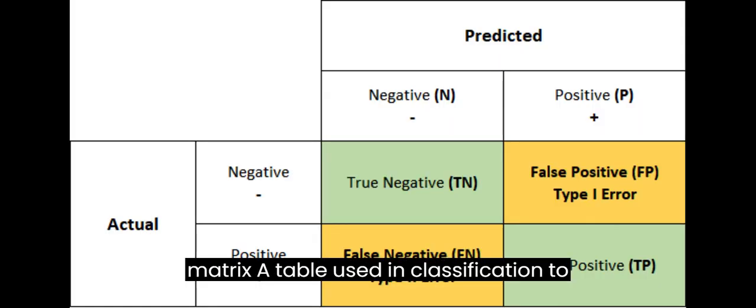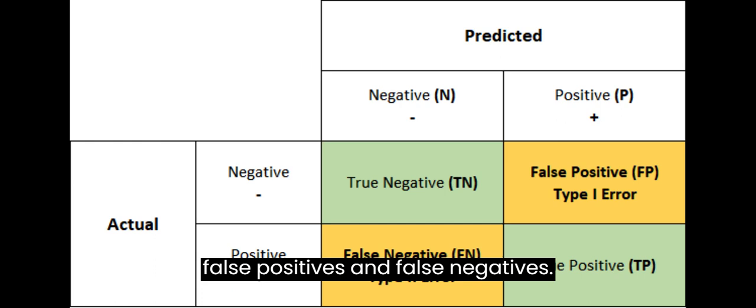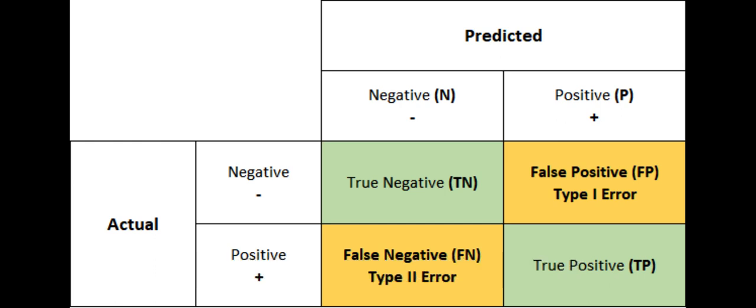Confusion matrix, a table used in classification to visualize the performance of a model by showing true positives, true negatives, false positives, and false negatives. Example, analyzing a confusion matrix to understand the performance of a medical diagnostic model for a disease.